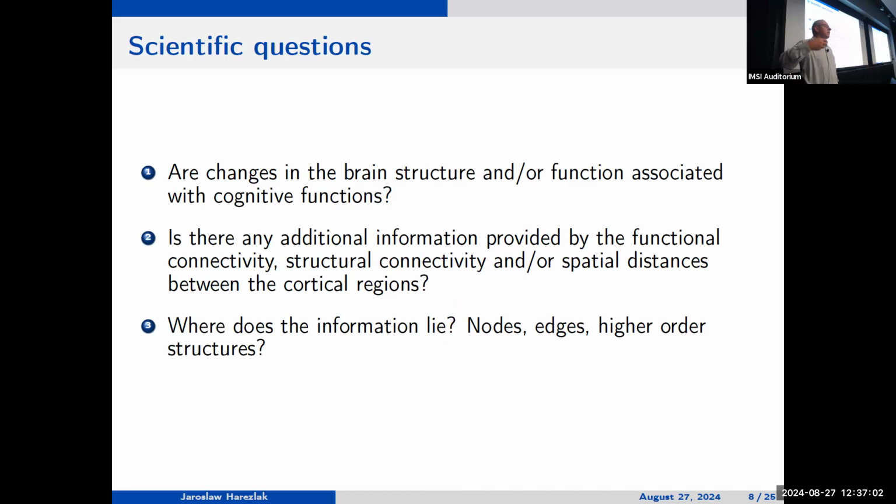Now, a lot of work, and this is, again, a bit grandiose, we've done a lot of work on nodes or ROIs. Then with connectivity, we move to edges. But there are also higher order structures, and I see Mo standing there. I'm calling out people here who have worked a lot with higher order structures in the brain.